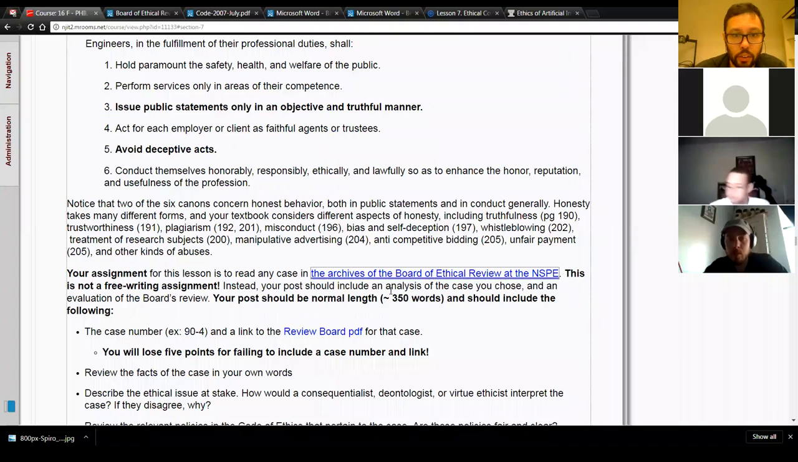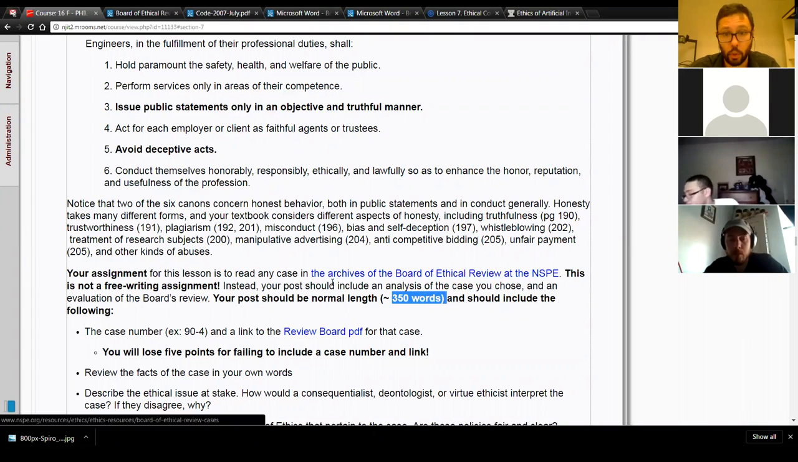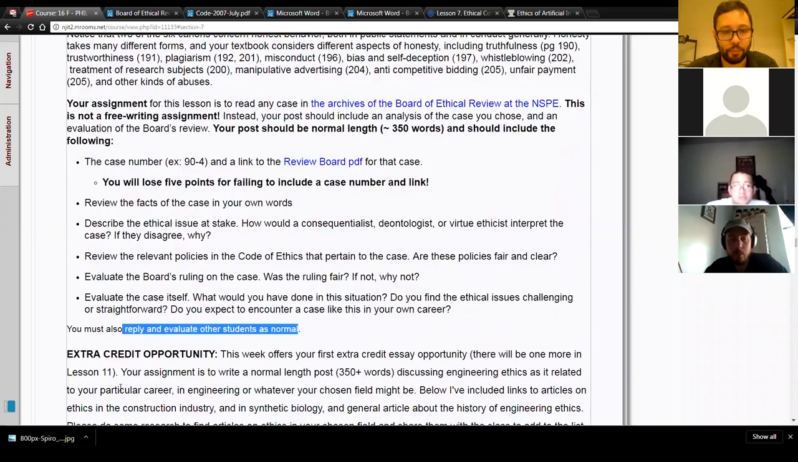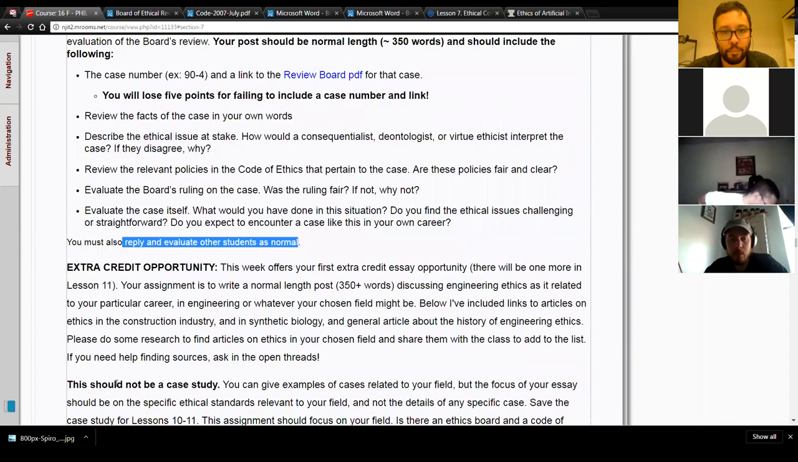All right, so your post should be a normal length post, 350 words, analyzing one of these ethical review board cases in detail. You still must leave two replies in other students' posts, just as normal. So the point is that by the end of this, you should have at least read through three of these case studies and given some consideration. That's the only assignment this week, is just to give one of these case studies.